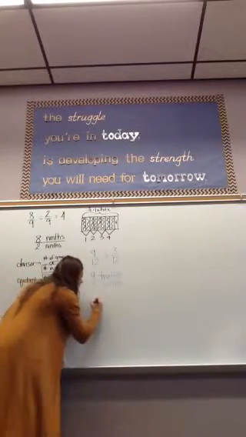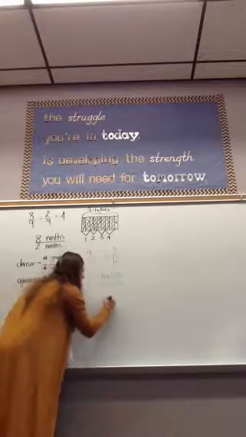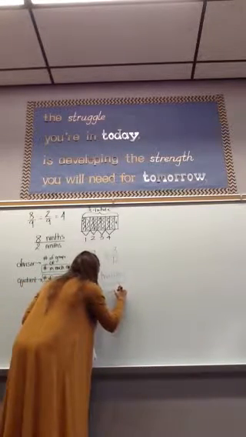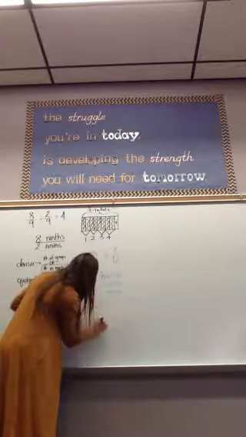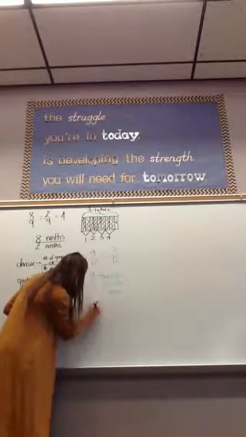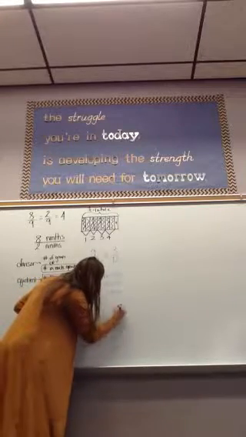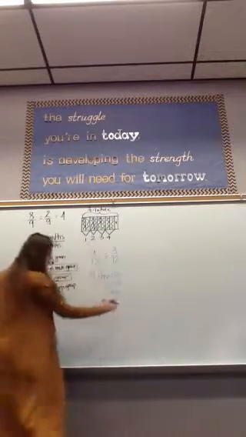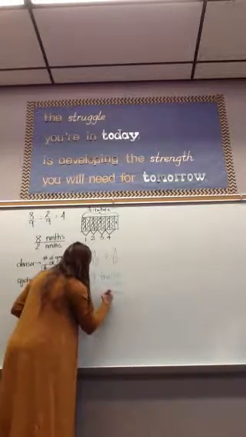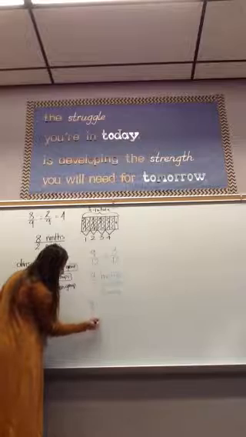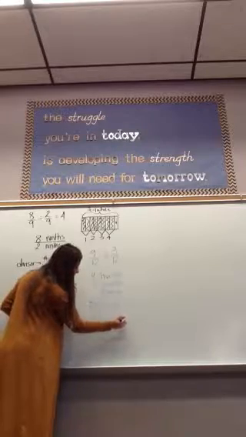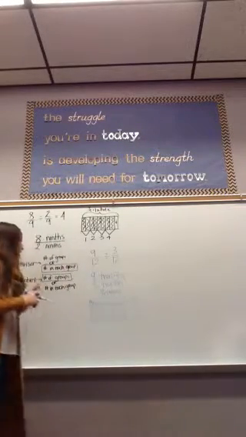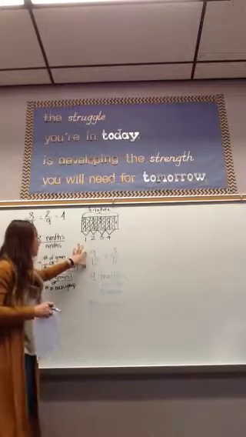So when I model this, my model is going to represent one whole. And I'm going to break it into 12 equal parts. Okay, so I have 12/12, and 12/12 equals one whole. So I'm going to shade 9. Okay, so my dividend, 9/12, that tells me my total amount.